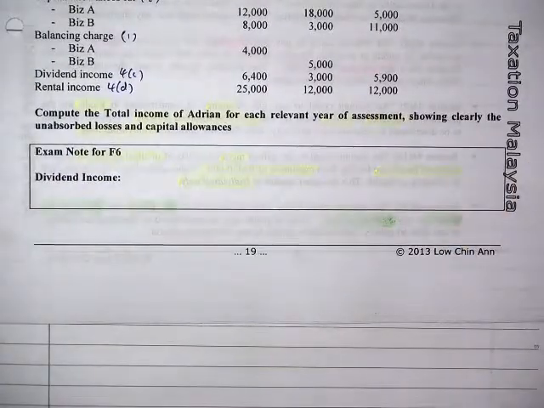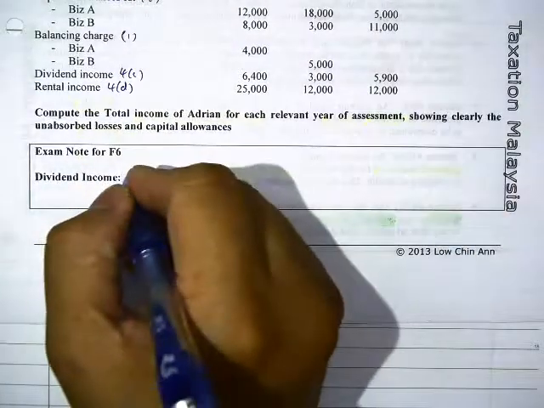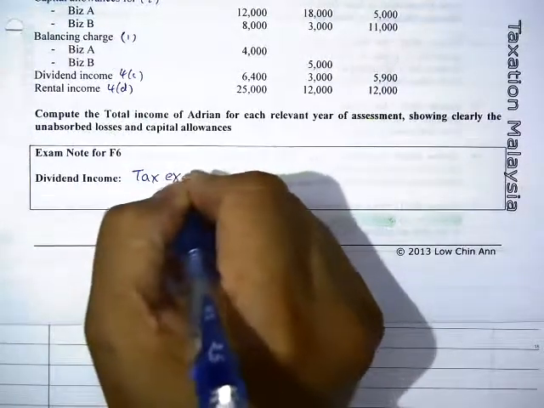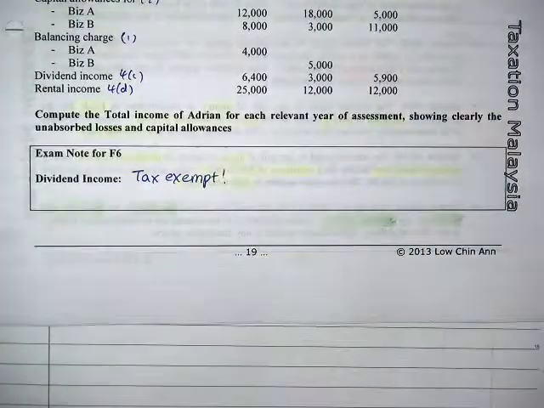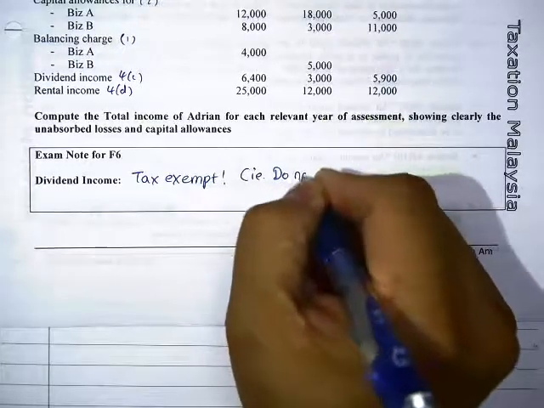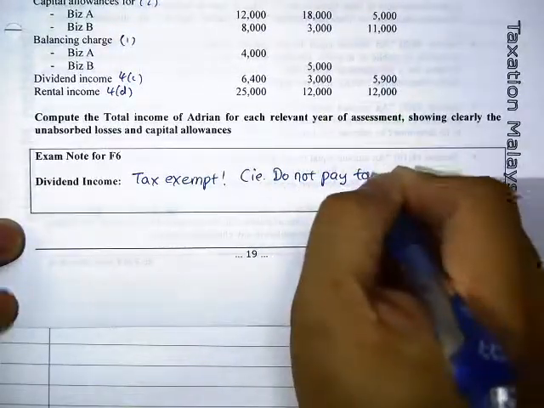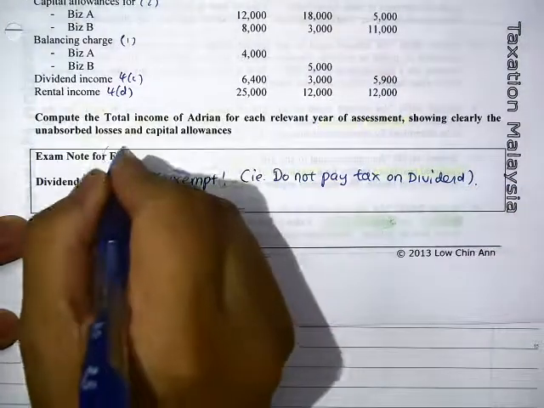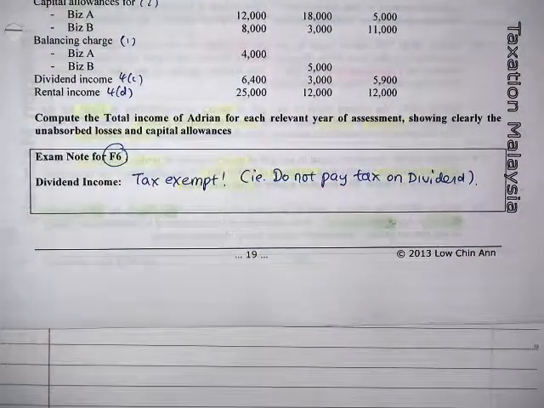Now the dividend income for purpose of your F6 exam, please take note, we take all dividend in the exam as tax exempt. Okay, tax exempt, so you do not need to pay tax, i.e. you do not pay tax on dividend. Again, this is only true for purpose of exam and not for purpose of practice. Okay, alright, so now we have Adrian, so we're going to try this.